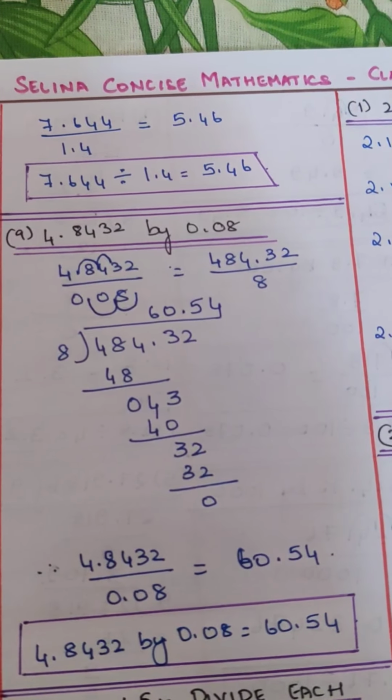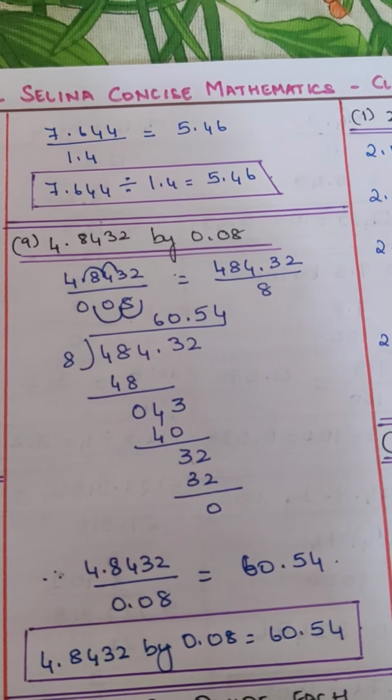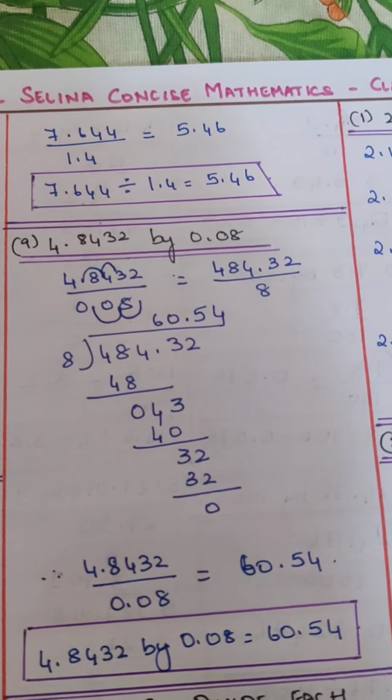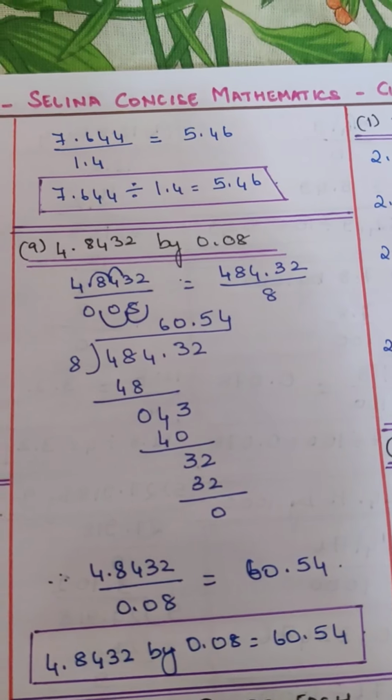Next one, 4.8432 by 0.08. Again I am trying to make the denominator without a decimal point. So it becomes 484.32 by 8.